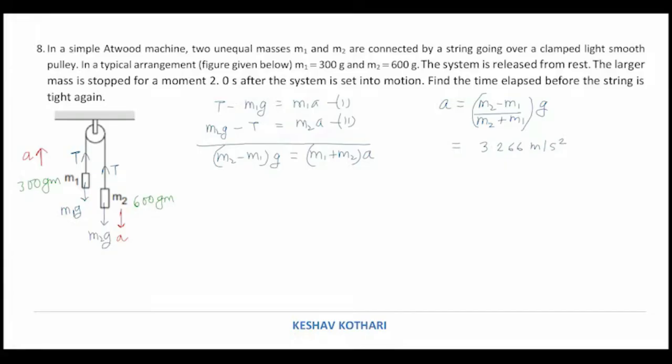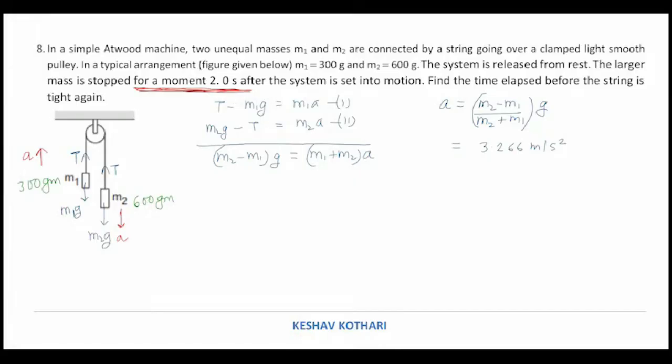Now the next aspect is that the system is released from rest. The larger mass is stopped for a moment 2 seconds after the system is set into motion. The question says for a moment, and this is a very crucial line. It is not stopped for the entire duration of time, but just for a moment. So first of all we calculate the velocity of m1 and m2.